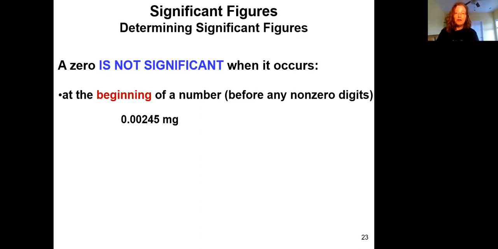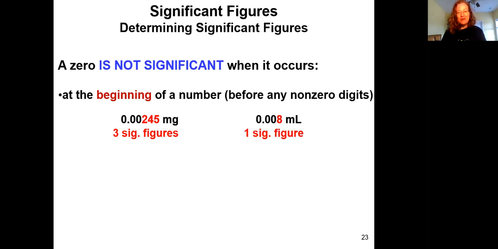We often put the 0 in front of the decimal just as a signal that there's going to be a decimal coming up, especially if there aren't any zeros after it. It's really handy to have the zero in front. The only numbers in this that were significant were the 2, 4, and 5. The zeros before the 2 were not significant. They're just placeholders. How many significant figures are in this number? You're right. It's only 1. The zeros at the beginning of the number were just placeholders. They are not significant figures.